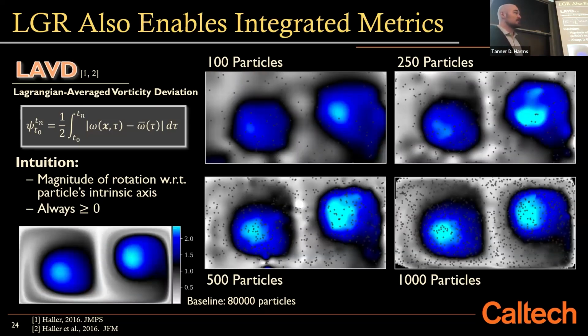Interestingly, these integrated metrics, especially Lagrangian average vorticity deviation, perform better under sparse conditions than even the FTLE does using Lagrangian gradient regression. With only 100 particles in the domain, we're able to find accurate representations of the vortices in the flow, and we could relatively easily pinpoint where the peaks are.